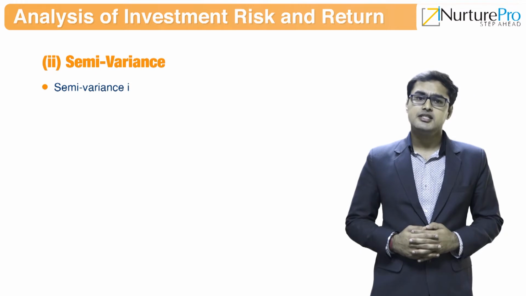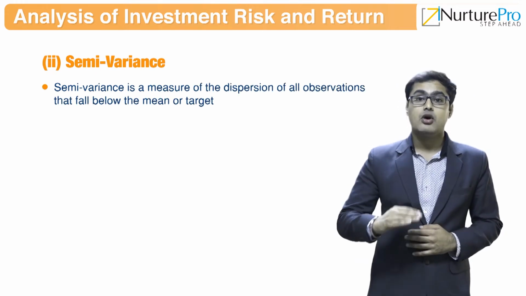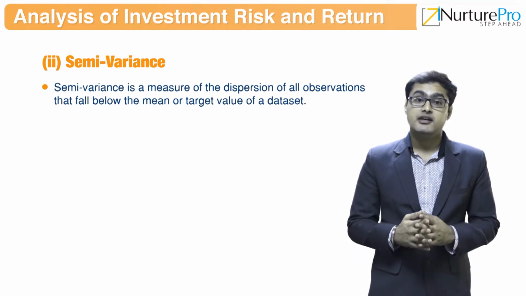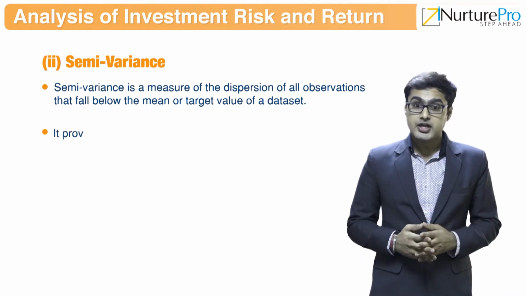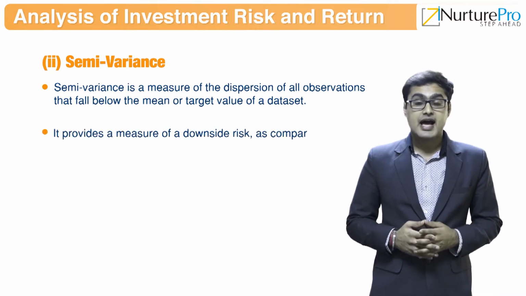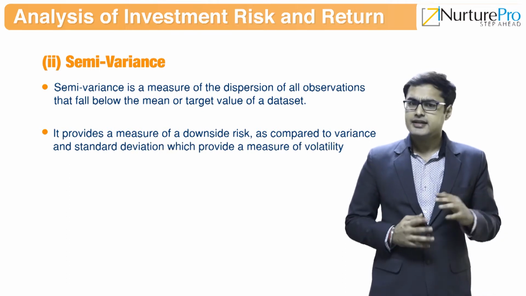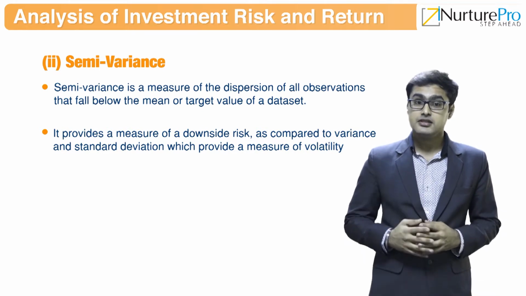Semi-variance, on the other hand, is a measure of the dispersion of all the observations that fall below the mean or target value of a dataset. It is an average of the squared deviations of values that are less than the mean. It provides a measure of downside risk as compared to the variance and standard deviation, which provide a measure of volatility. Thus, semi-variance looks at the negative fluctuation of an asset.